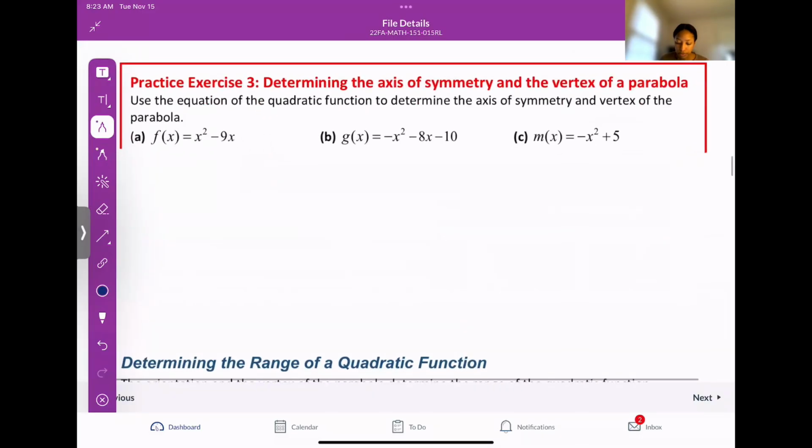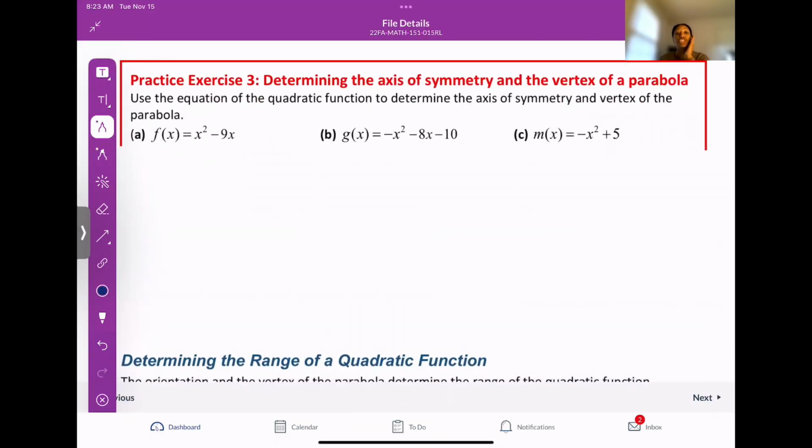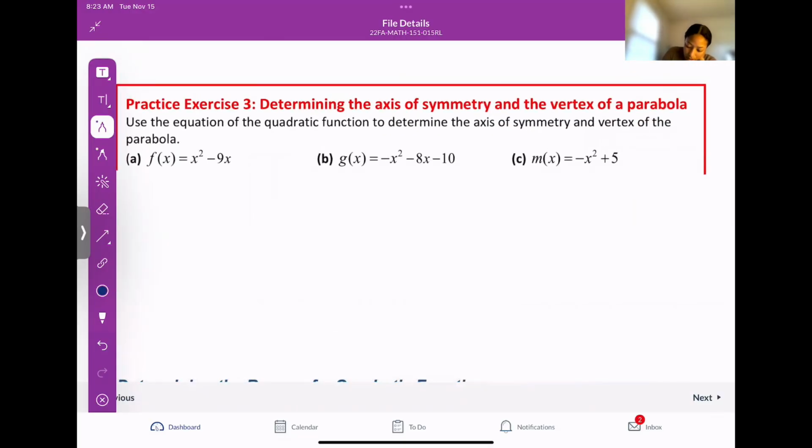So in practice problem 3, it says use the equation of the quadratic function to determine the axis of symmetry and the vertex of the parabola. Again, we're going to be using x equals negative b over 2a. So for part A, if you need practice with this in the beginning, you can start off by identifying your A, B, and C. You don't really need C, but you can identify it. For this function, A is equal to 1, B is equal to negative 9, C equals 0.